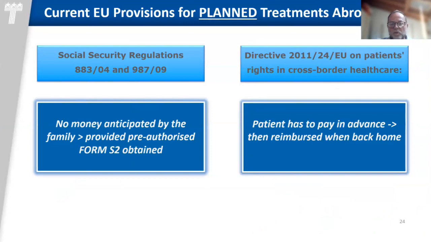So we have two main laws. The Social Security Regulation, which is a regulation, so as such applies to all European countries within the European Union. And we have a directive. Both of these rule the treatment abroad. However, the Social Security Regulation doesn't require any advance payment by the family. There is a pre-authorization form, called form S2, which must be prepared and obtained because the patient comes to the country abroad for treatment. This is prepared by the referring clinician in the local country, while the directive requires the patient to pay in advance.